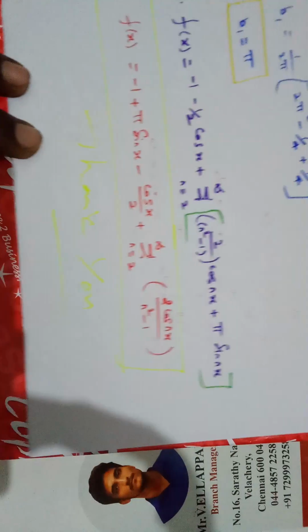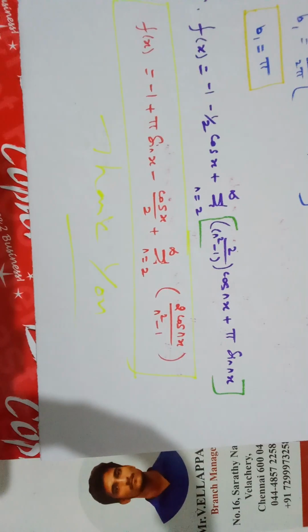So now substitute in equation 1. The required Fourier series is f of x equals minus 1 by 2 cos x plus the summation. Since we have already found the n equal to 1 term, we can start from 2 to infinity: 2 by n squared minus 1 cos nx plus pi sin nx. So this is the answer.